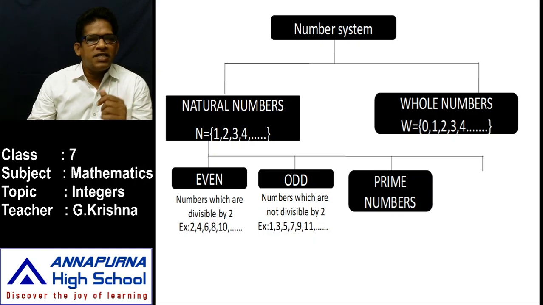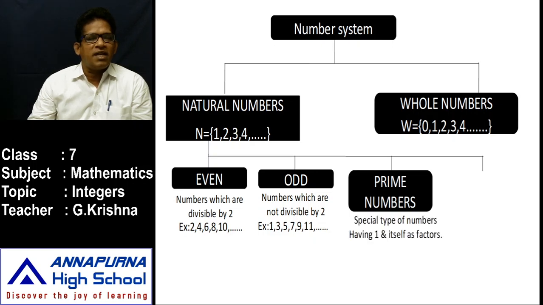The third one is prime numbers. It is a special type of number. This number has only 2 factors, 1 and the number itself. If you write the factors of any number, for example, take 5. What are the factors of 5? 1 and 5. 1 and the number itself. Such numbers are called prime numbers.